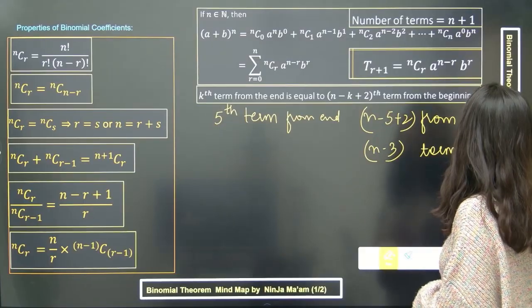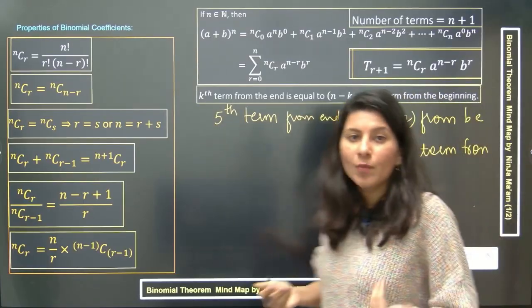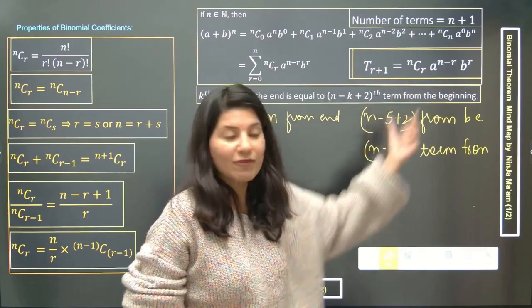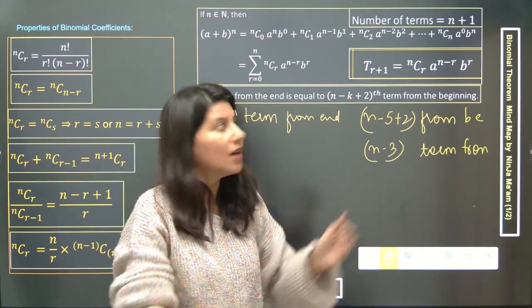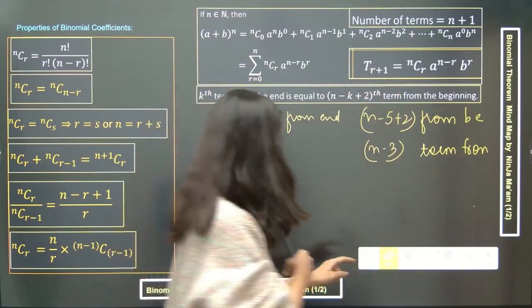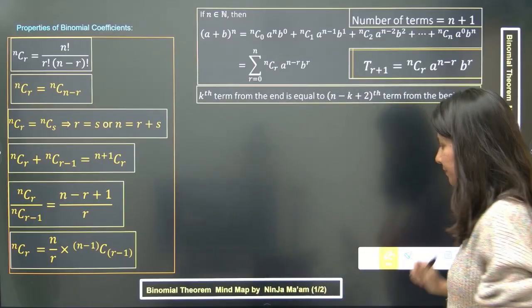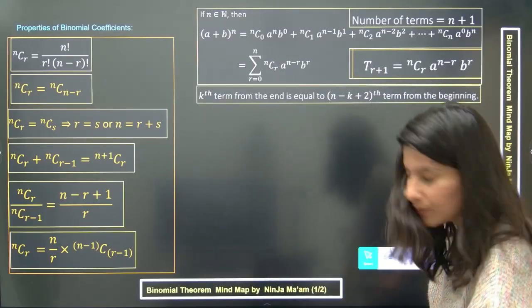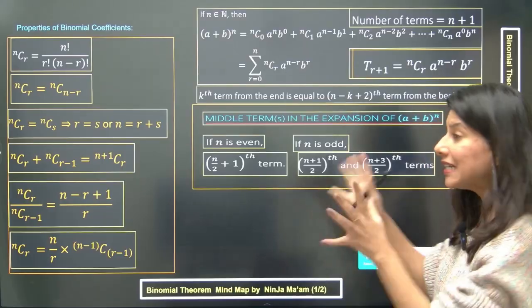Okay, so if you know the term from the beginning, you can directly use this formula. Once you know the term from the beginning, you can use this formula. Clear? All right. Now, we are having the middle term.